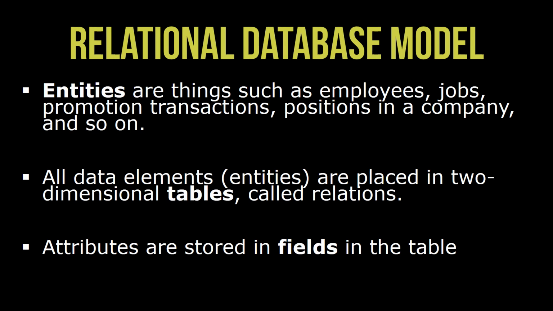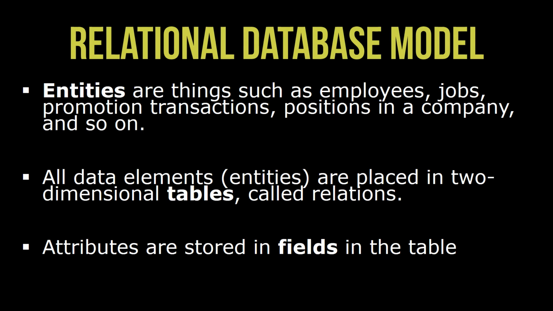Such an idea removed problems with redundancies, such as storing employees' addresses in many locations and then not knowing which one was correct, if the employee's address changed in one location and not the other. These tables were called relations, and from this model came the relational database model. Entities are things such as employees, jobs, promotion transactions, positions in the company, and so on. They include both physical things such as desks and conceptual things such as bank accounts.